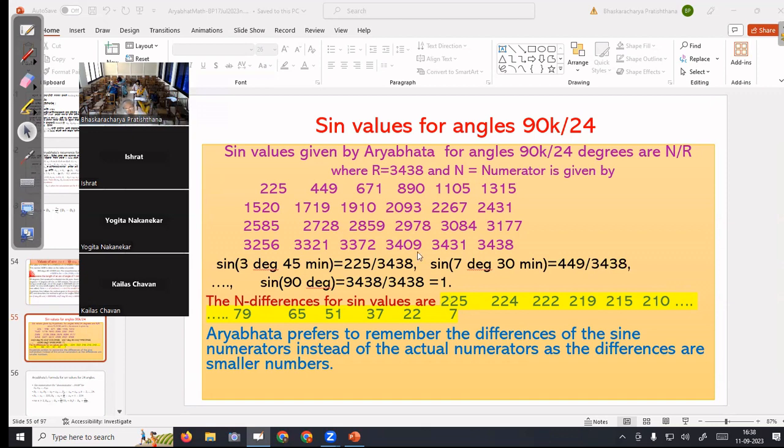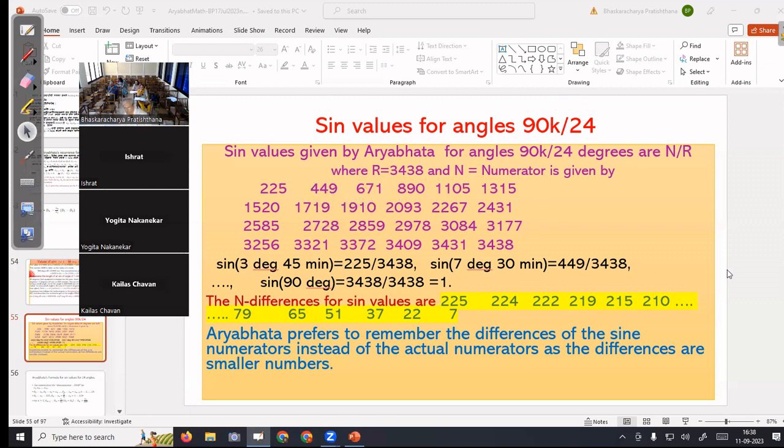And remembering these numerators, they are numerators for the denominator 3438. Remembering these different numerators is difficult because they are larger numbers, 3-digit and 4-digit numbers. So Aryabhata suggests that you remember the differences and then calculate when you require the values of sine theta, sine 2 theta, etc. And these values are 225, 224, and so on. And for example, sine 2 theta is 225 plus 224. So that is 449. Then again, the difference between these two values is given here. That is 222. So if you add 222 to this, you get 671.